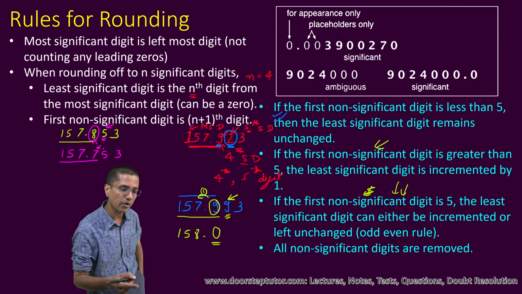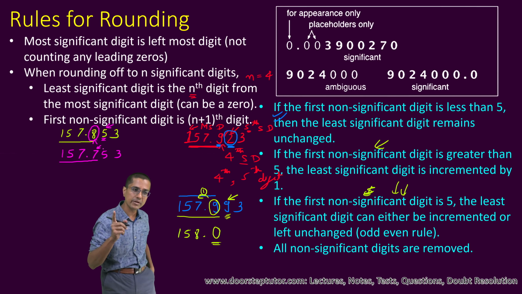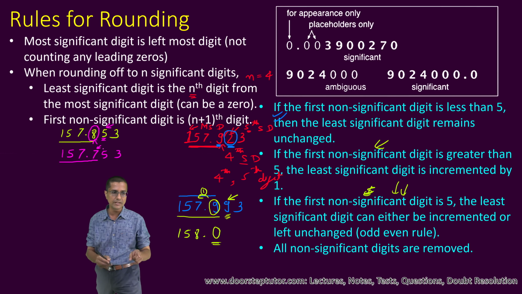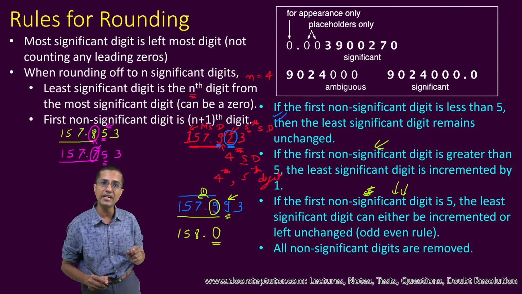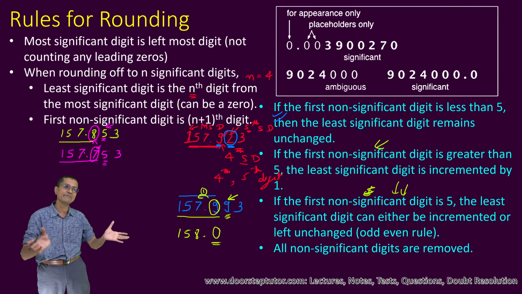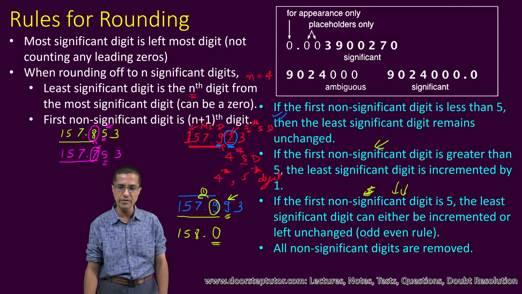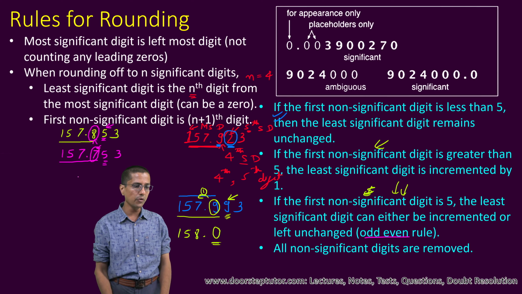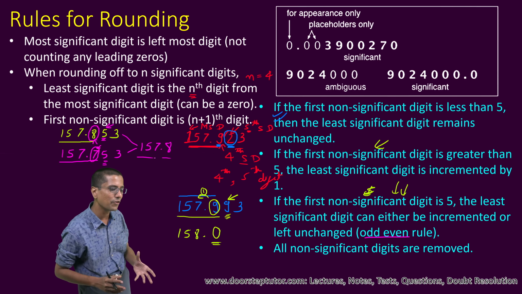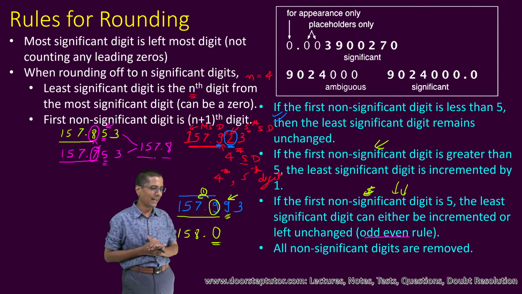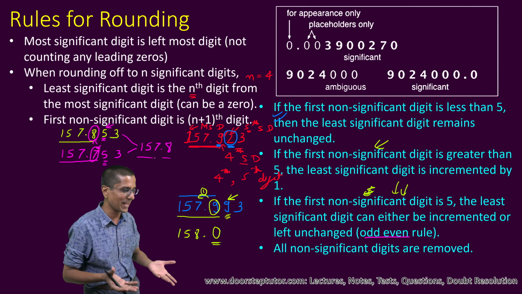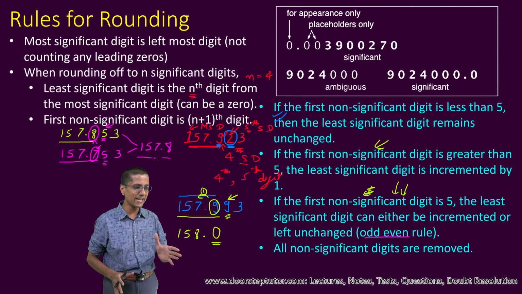So the rule is, if the first digit we are throwing off is 5, then the digit before it is incremented if it is odd and left as it is if it is even. That is the odd-even rule. In both cases, my final answer would come out to be 157.8. And the reason for making things even is because we like even numbers more, for whatever reason. So those are the rules, and we will just stick to them.